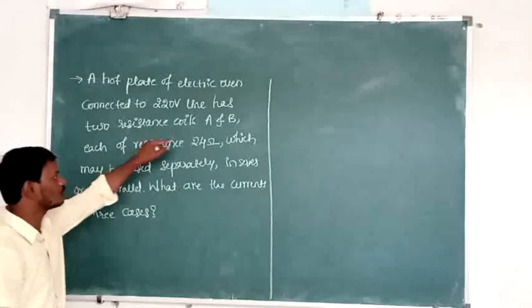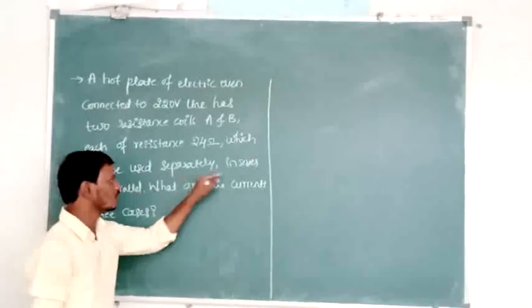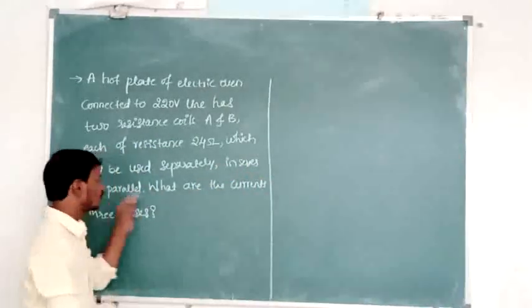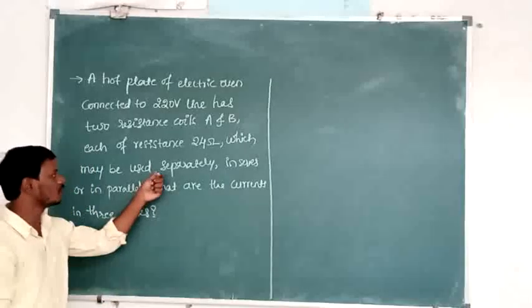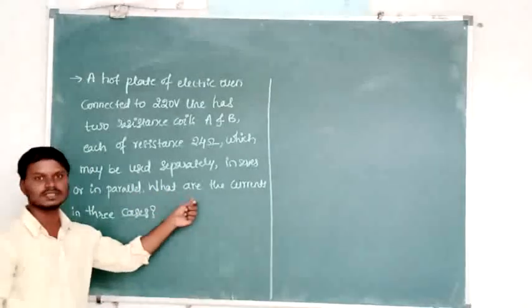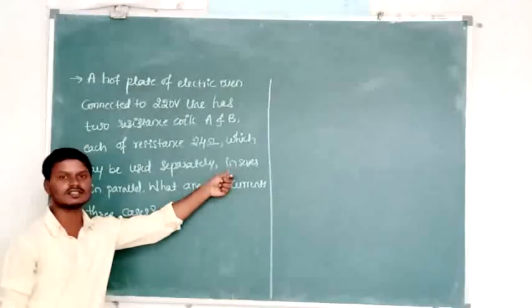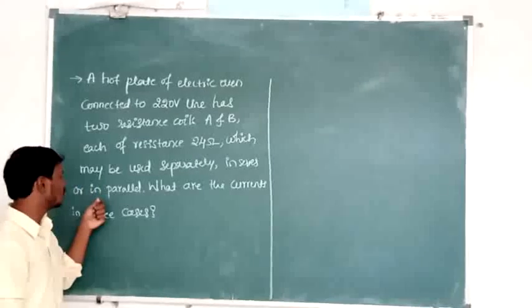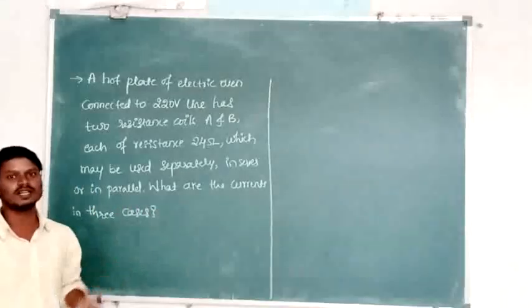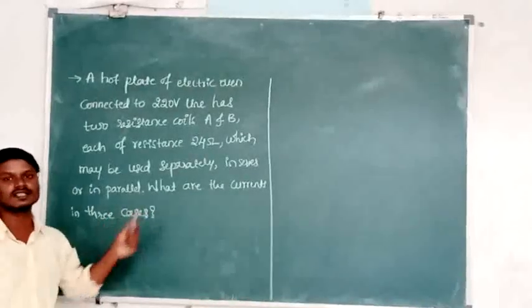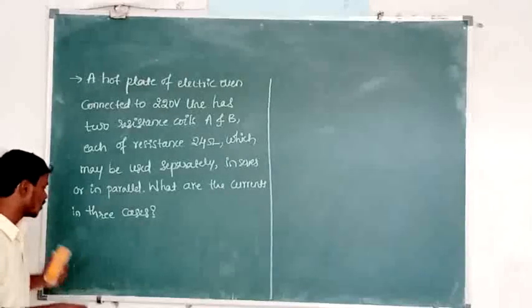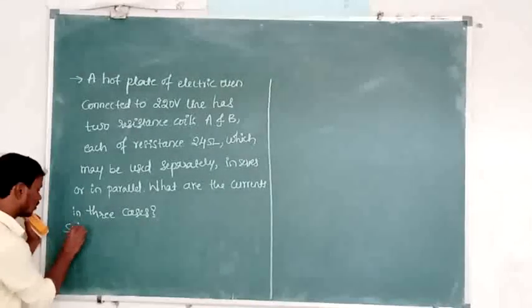Whether these two coils are used separately, in series, or in parallel, what is the current through each coil when they are used separately? What is the current through the series combination? What is the current through the parallel combination? In three cases, we have to find the current. So, solution.